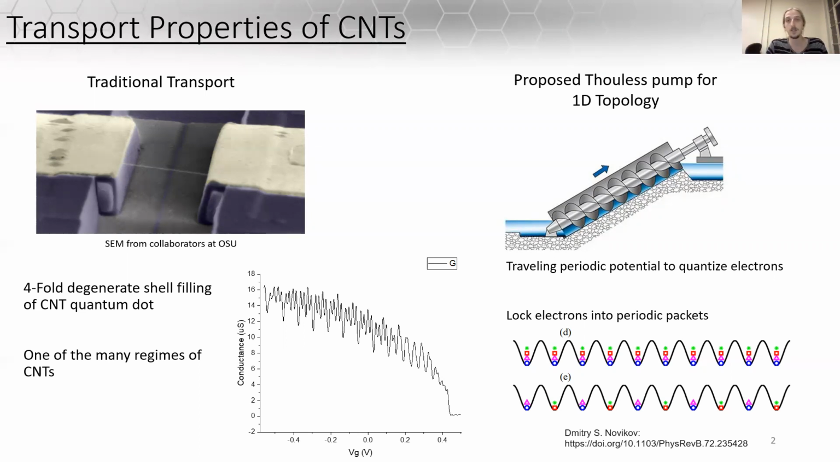To do this in an electron system, such as carbon nanotubes, you need to apply some sort of periodic moving potential. And what this does is if you move it parallel to the carbon nanotube, then you will get quantized electron packets that move through the carbon nanotube. And these will be expressed in discrete electrons.